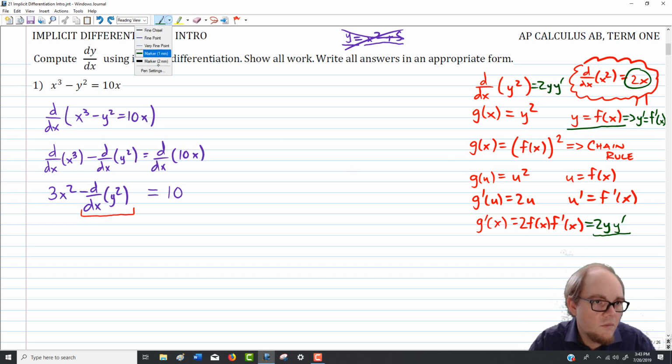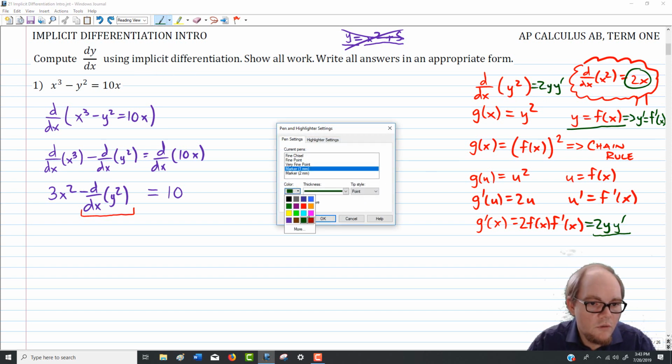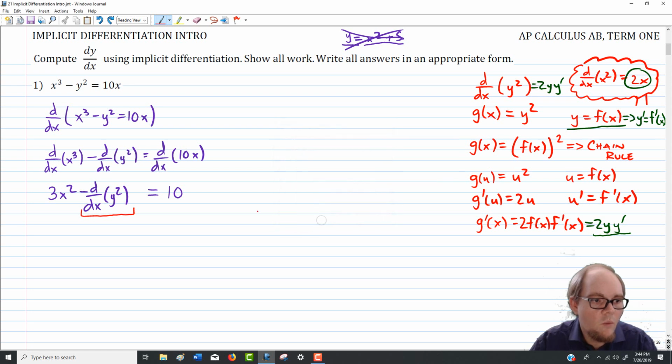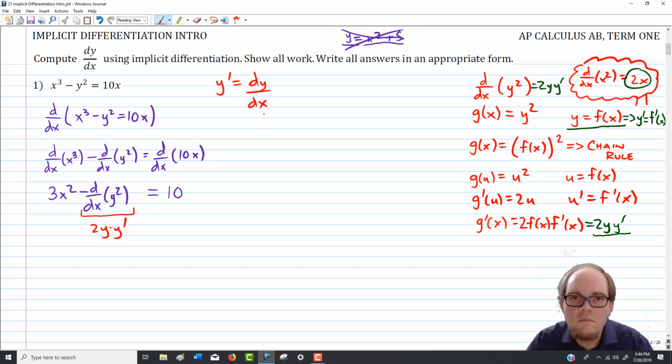With that in place, we can pull that derivative over to our equation on the left. We found that the derivative with respect to x of y squared is equal to 2y times y prime. And in our case, y prime is just another way of saying dy dx. They're just different notations for the same thing. With those in place, we have more of this implicit derivative to look at. We have 3x squared minus 2yy prime equals 10.